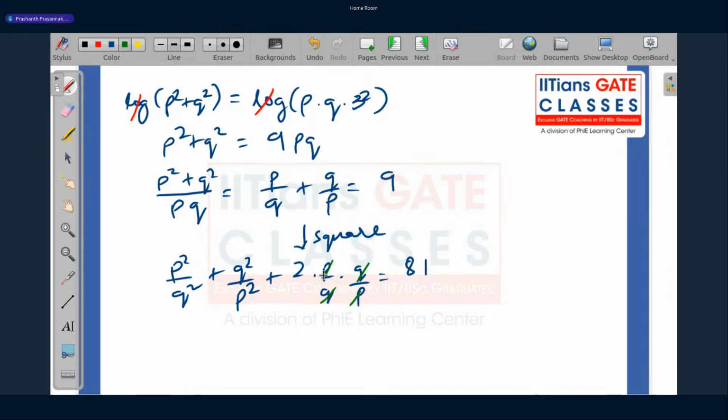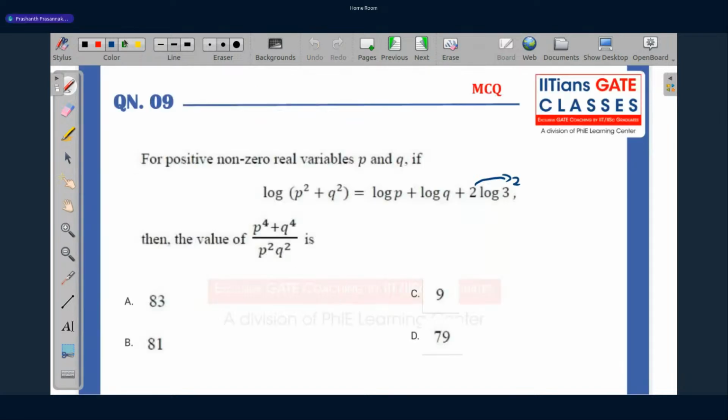All of this will cancel out. This 2 I'll take to the RHS, and simplifying this will give me P raised to 4 plus Q raised to 4 by P square Q square. This is 81 minus 2, which is 79. If you observe carefully, the LHS expression is what we are being asked to evaluate. So 79 is the right answer.